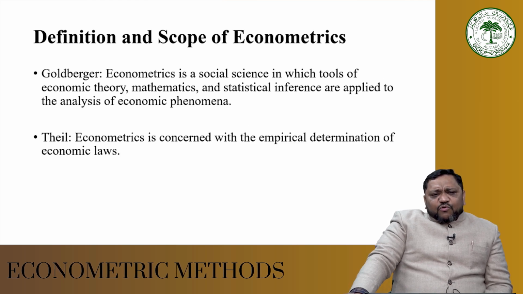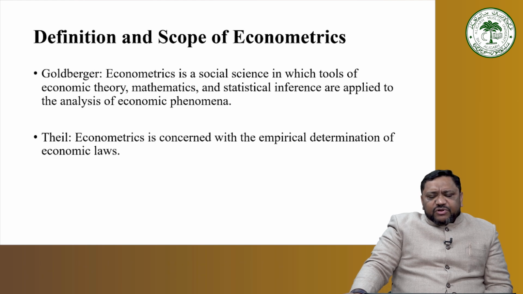So, we summarize the scope of econometrics using two definitions. The first one by Goldberger. He said econometrics is a social science in which the tools of economic theory, mathematics, and statistical inference are applied to the analysis of economic phenomena. Second, by Theil, econometrics is concerned with the empirical determination of economic laws.